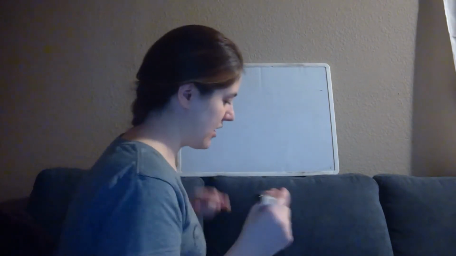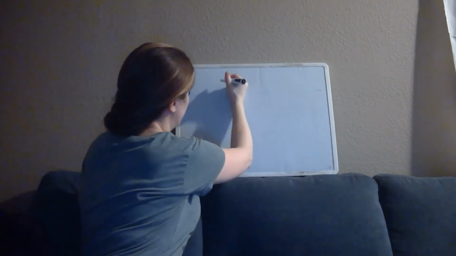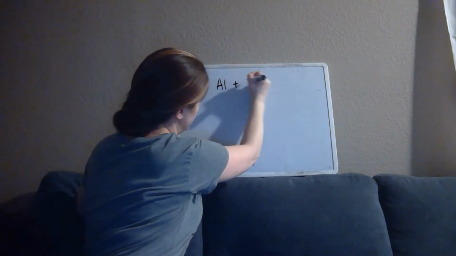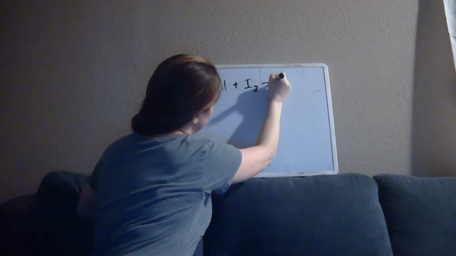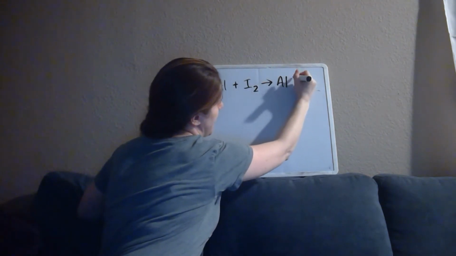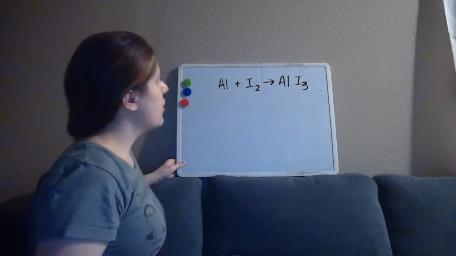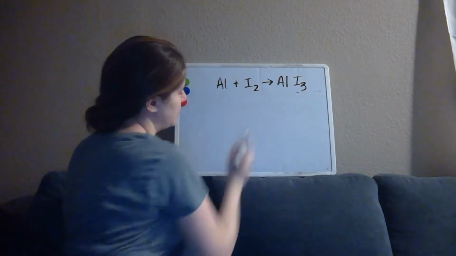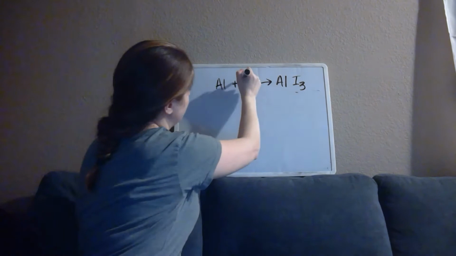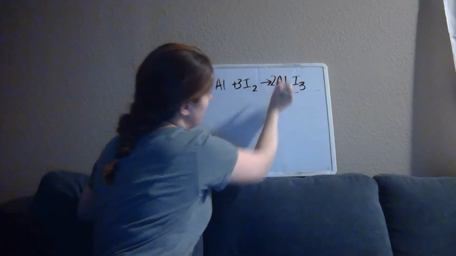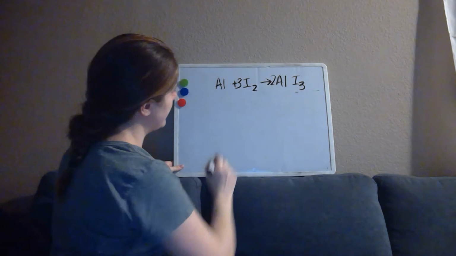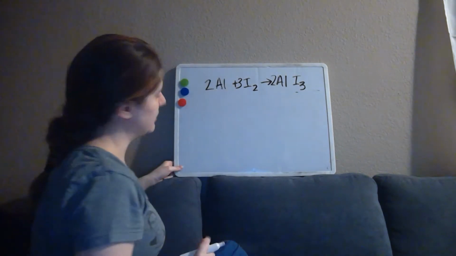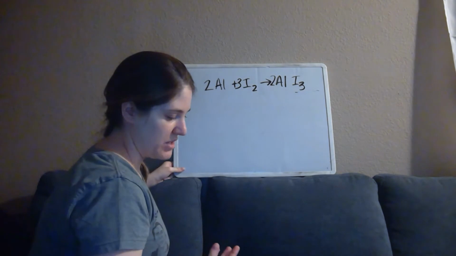But let's do some examples, because that's the easiest way to get the hang of this. Starting with an equation of aluminum plus iodine going to aluminum iodide, looking at that equation, we can see that it's not balanced. There's 3 I here, only 2 I here, so we need to balance it. I'll put a 3 there, put a 2 in front of there. Now there's 6 iodine on each side, and now we just need to put another 2 in front of aluminum, and now we have a balanced equation.